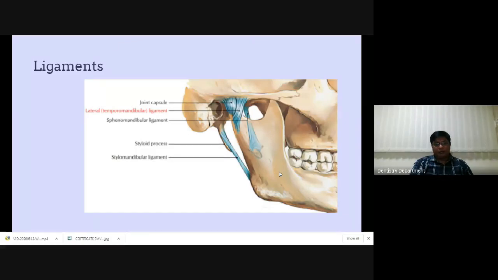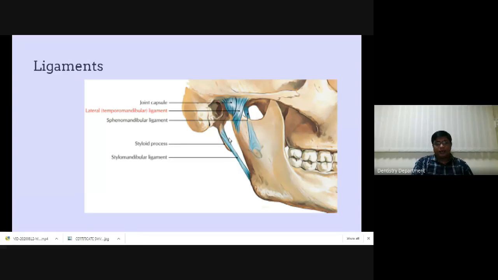One of the ligaments is the lateral temporomandibular ligament, which is nothing but a thickening of the joint capsule on the lateral side. And this lateral ligament limits too much lateral movement. The ligaments are there to restrict TMJ movements. It should not go out of control. That's why these ligaments are there.